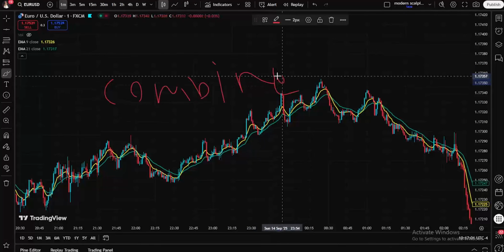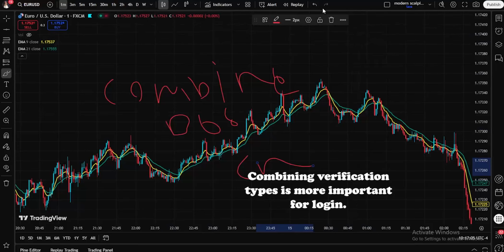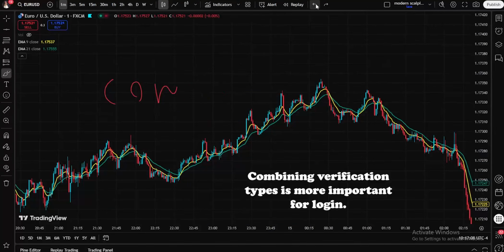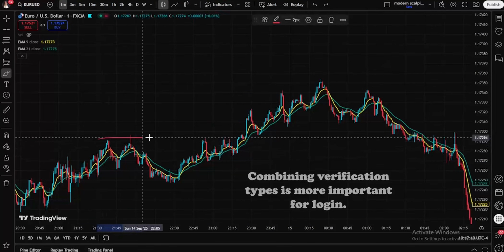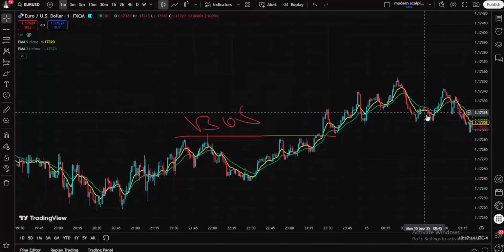Combination with market structure. Suppose you have a demand area, and the price makes a positive cross right after reaching it. This is where the perfect setup is formed. Price action plus levels plus EMA.